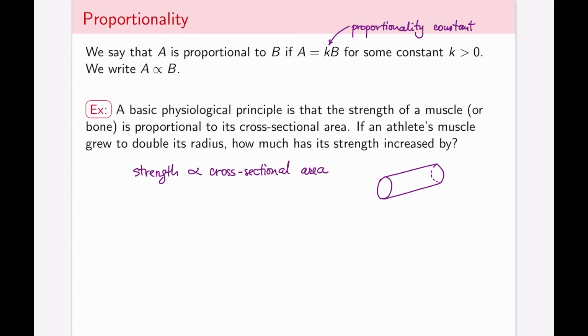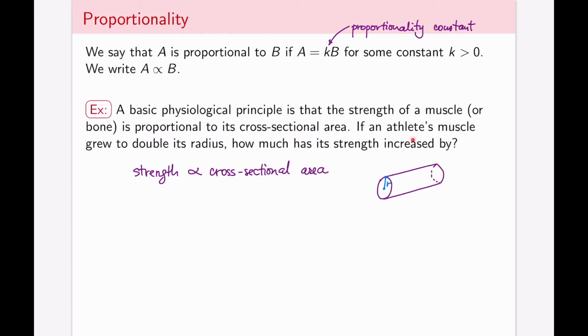And then, of course, the defining characteristic of such a cylinder is going to be the radius. So how big it is in the radius here. Let's call it R, for example. Now the rest of the question actually makes a little bit more sense. If the muscle grew to double its radius, so if I had this radius and then the muscle grew to double the radius all the way around, how much has the strength increased by?